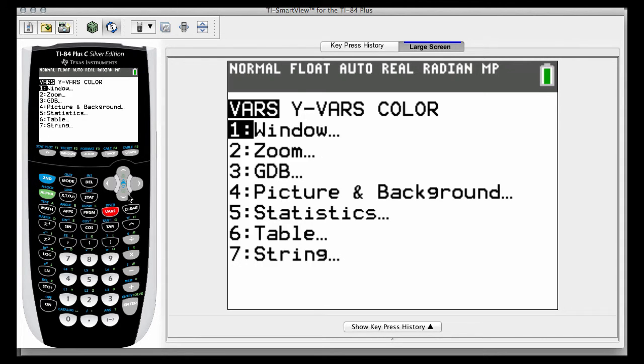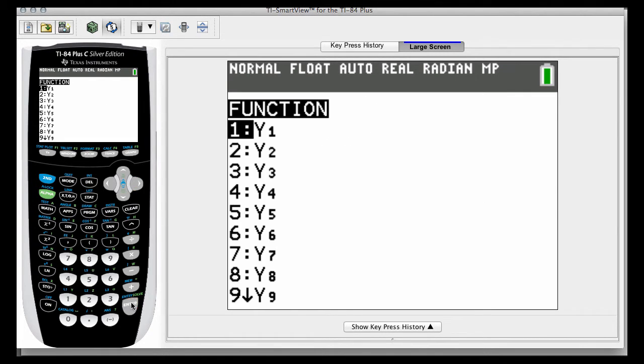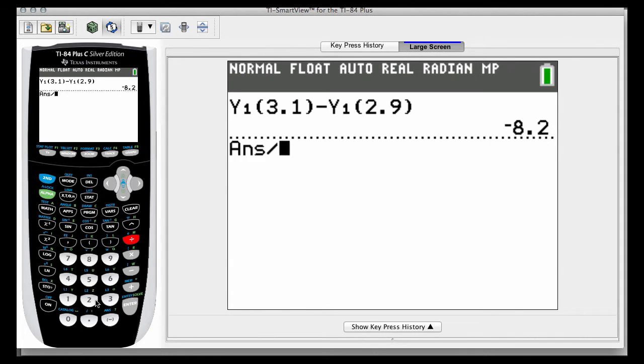So vars, across the top to y vars, and then in parentheses 2.9. So this is the numerator for our slope calculation. And we get negative 8.2. Now we need to divide that by 0.2, which is the difference between 3.1 and 2.9. So in this case, we got negative 41.